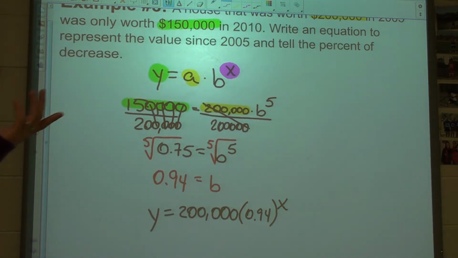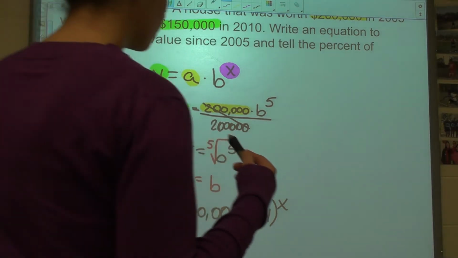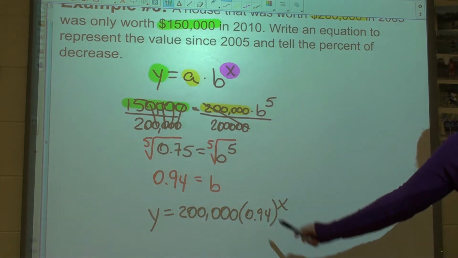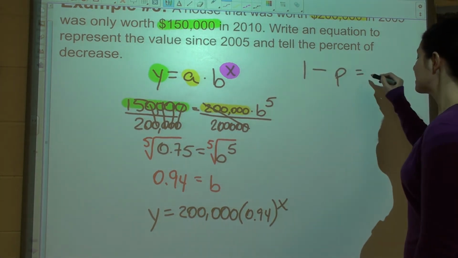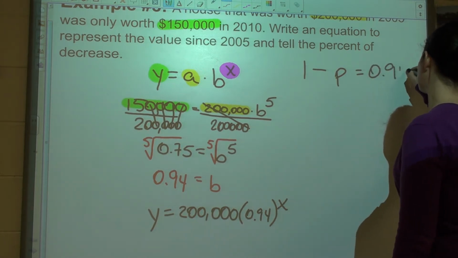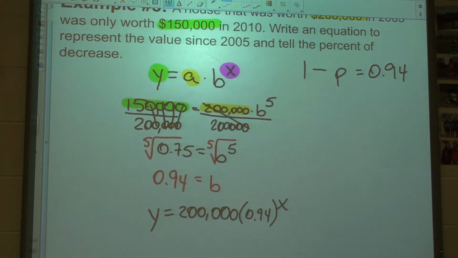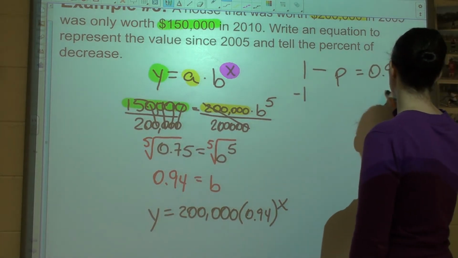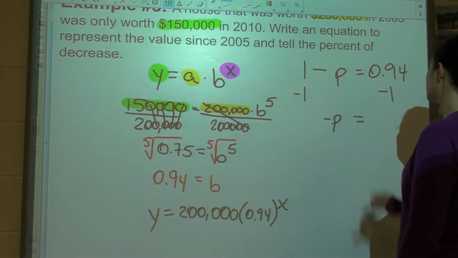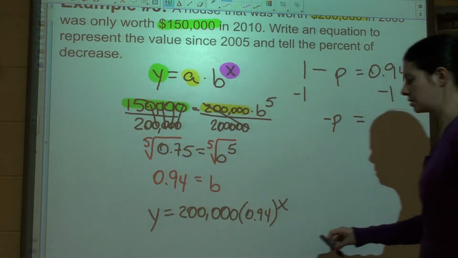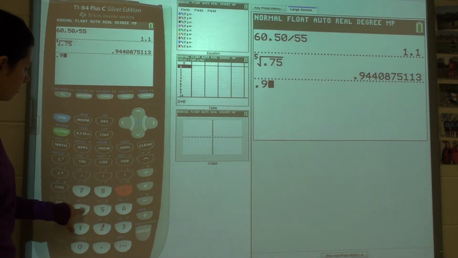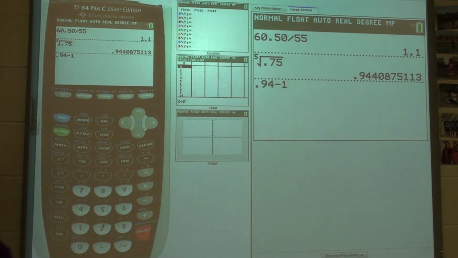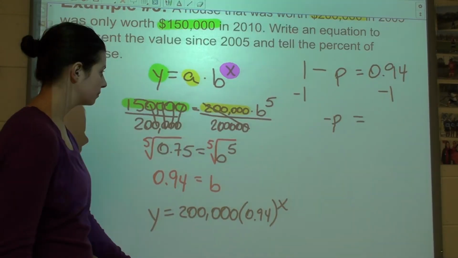However, they also asked you to tell what the percent of decrease was. So it's decreasing since we've got a number less than 1. So I have to figure out, I've got 1 minus whatever my percent is, and that's going to give me 0.94. So I need to go ahead and subtract 1 from both sides, which is going to give me a negative p. And I'm going to do this in the calculator, make sure I don't mess it up. 0.94 minus 1, which is negative 0.06.